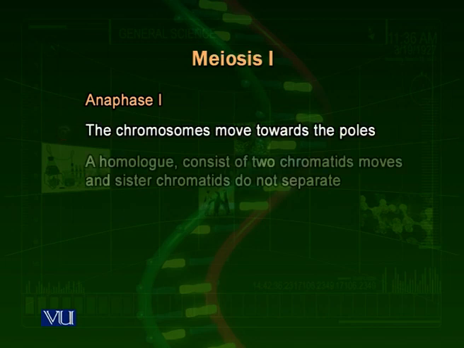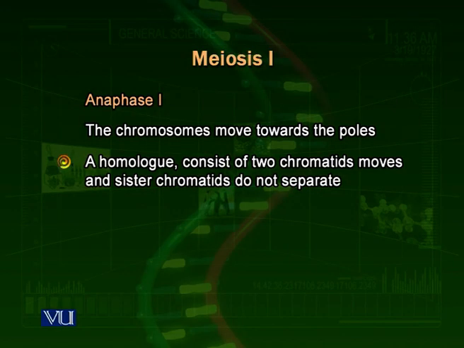the poles, and now half the chromosomes have to go to one pole and the other half have to go to the other pole. What happened is that, because we know that there was one kinetochore per homologue, per two sister chromatids, it means that the two sister chromatids are going to move towards one pole, and the other two sister chromatids are going towards the second pole.